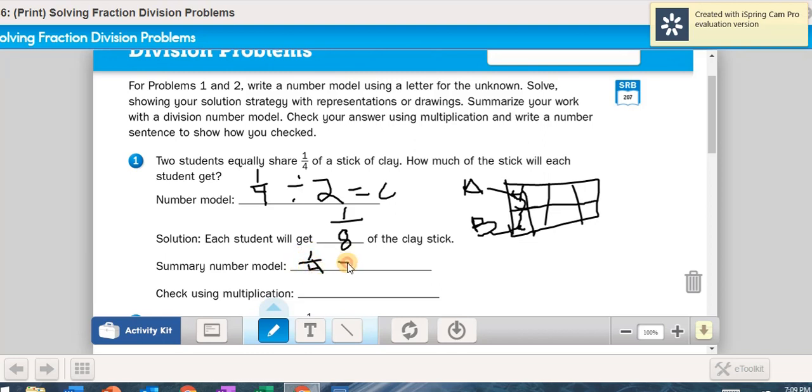So 1/4 divided by 2 equals, oh my goodness, I apologize. There goes Woody and Rosie again. The truck is back. It's my neighbor. I'm sorry. All right, equals 1/8.